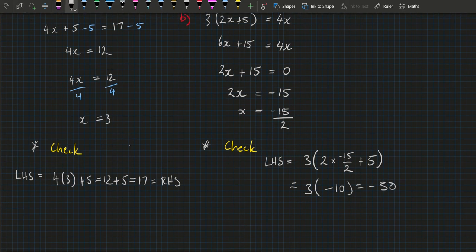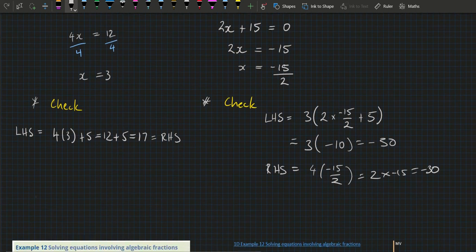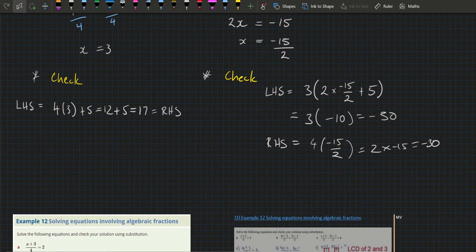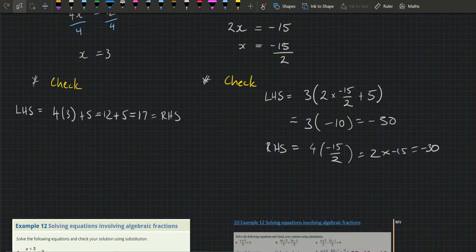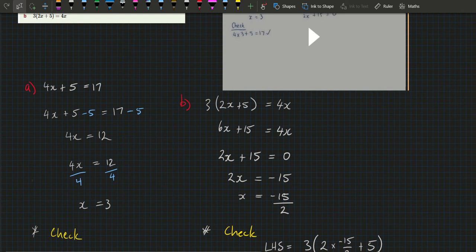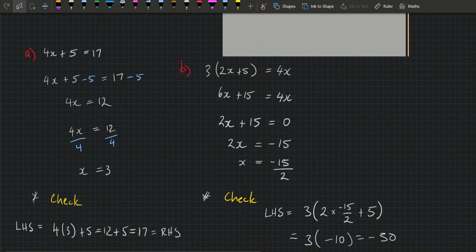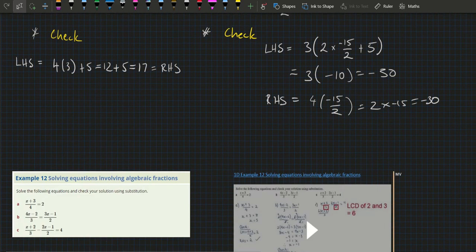All right, and my right-hand side equals 4 times minus 15 on 2. So the 2 and the 4 cancel to become 2, equals 2 times minus 15, equals minus 30. Yes, right-hand side equals left-hand side. Pretty pumped. Okay, so that was fairly, hopefully, straightforward for you guys. This is level 10A maths.